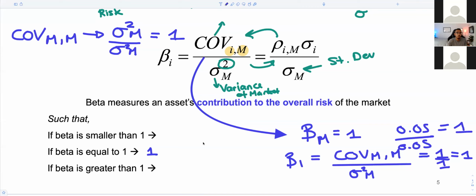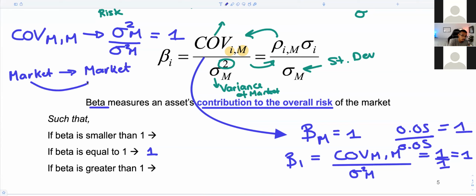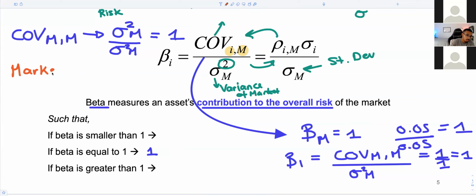So such that when we say that beta measures an asset's contribution to the overall market, well, for sure the market contributes fully to its own variance, right? Because if I'm the market, I will obviously contribute to the entirety of the market's risk. Like Tesla is only, whoops, sorry about that. I'll erase a few things just to make it clearer. But the market is a whole thing. It's a whole market full of stocks, okay?